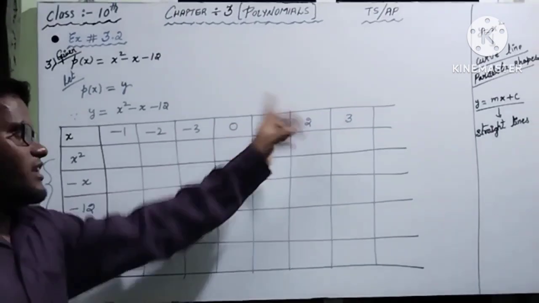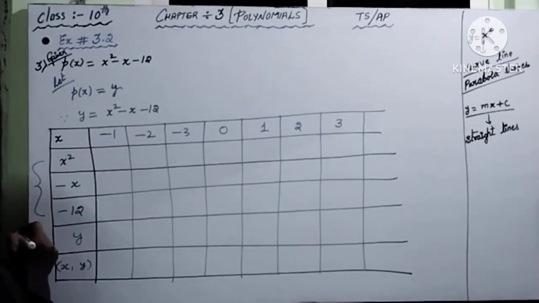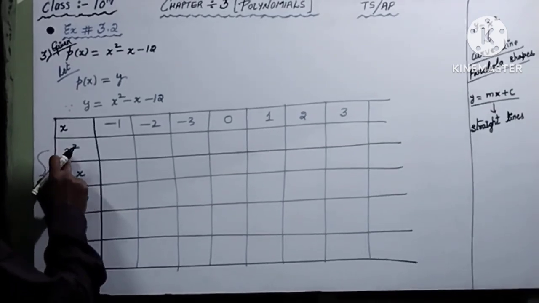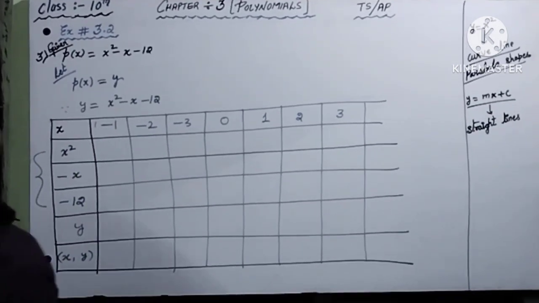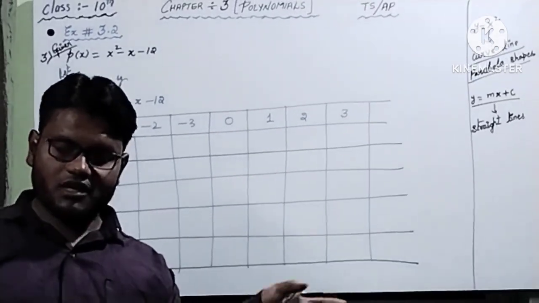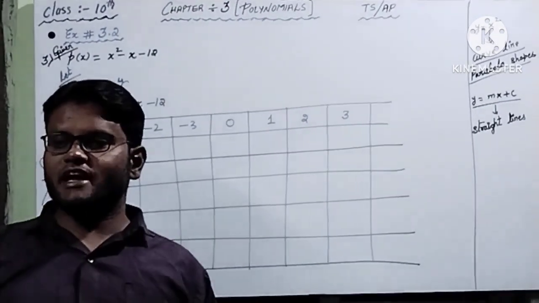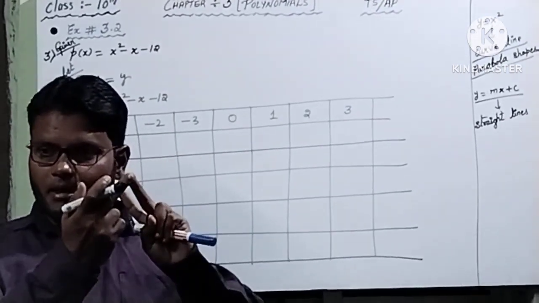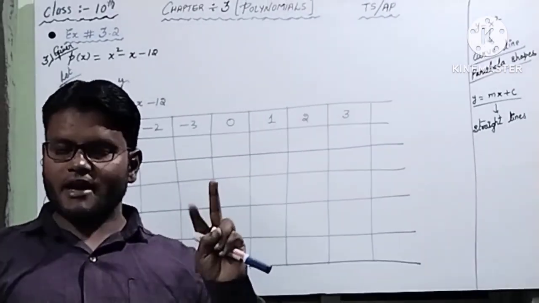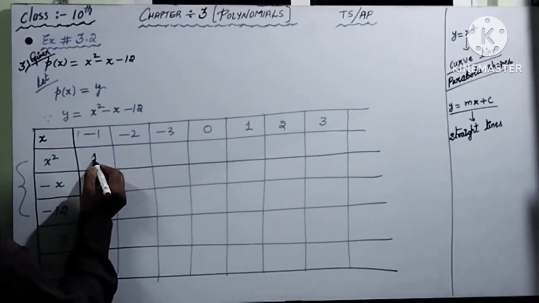Then next, see here now, x square. Already I have all the x values. So what is the first x value here? The x value is minus 1. Minus 1 whole square means minus 1 taken 2 times, minus 1 into minus 1. Minus into minus is plus, and 1 ones are 1. So this is plus 1.